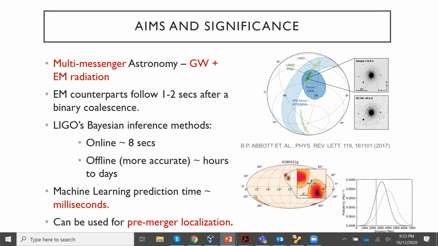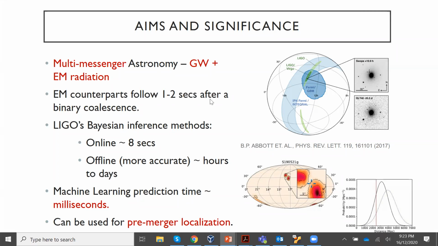And also, machine learning can be used for pre-merger localization, which is localization of gravitational wave sources before the actual merger. And this is something that LIGO and Virgo are currently working on, because they're really trying to push it forward for future observation runs.